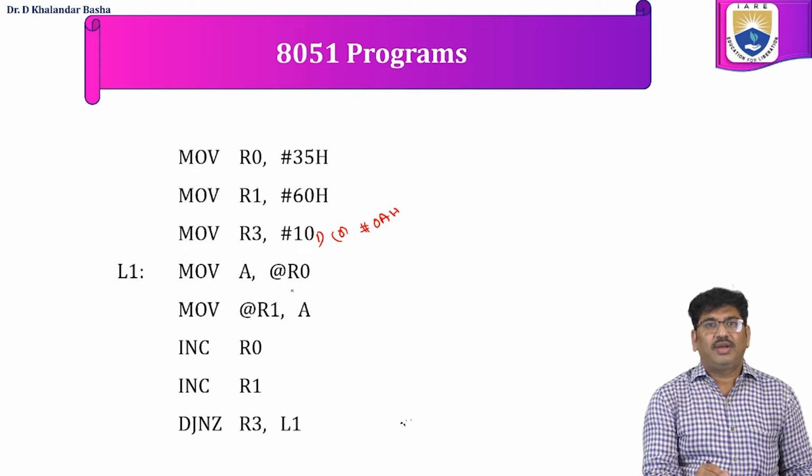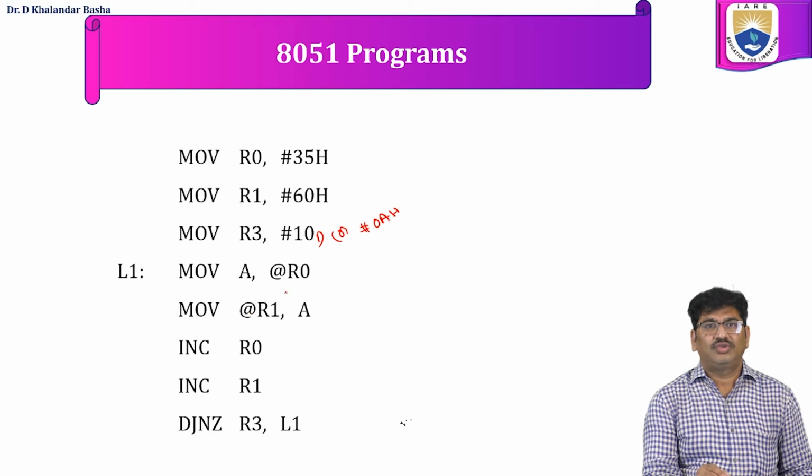MOV A, @R0. The source content which is pointed by the R0 register will be copied into the accumulator. MOV @R1, A. The source contents which are copied into the accumulator will be transferred to the destination location which is pointed by the R1 register. For every memory operation, increment the R0 register as well as the R1 register for advancing to the next memory location for source as well as destination.